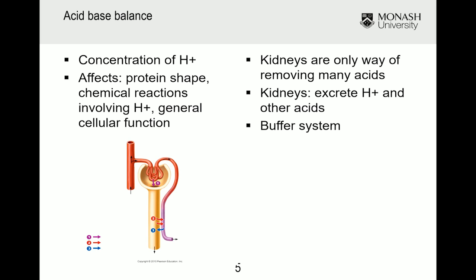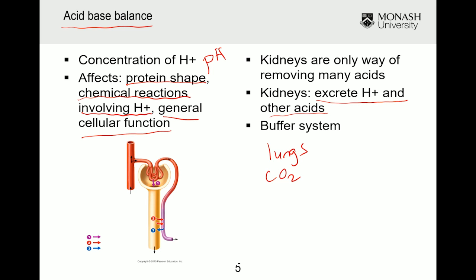Now let's have a chat about acid-base balance. Just to remind you, pH is the concentration of hydrogen ions. It affects protein shape, chemical reactions involving hydrogen, of which there are many, and general cellular function. So pH is quite important to keep balanced. Kidneys play a huge role in balancing acid-base and are the only way of removing many acids. So we talked about how in the lungs we blow off CO2 and that takes out carbonic acid. Most other acids are removed by the kidneys and they're excreted, or put out, in the urine.